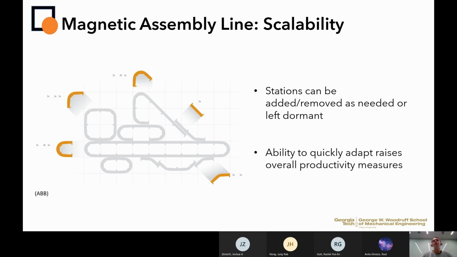This brings us to the scalability factor of our magnetic assembly line. What's important to note about an assembly line that doesn't require every station to be manned is that businesses from small to large can use it. These stations can be added or removed as needed, unlike on the traditional assembly line. This ability to quickly adapt raises your overall productivity numbers because you can quickly shift from creating one product to the next.